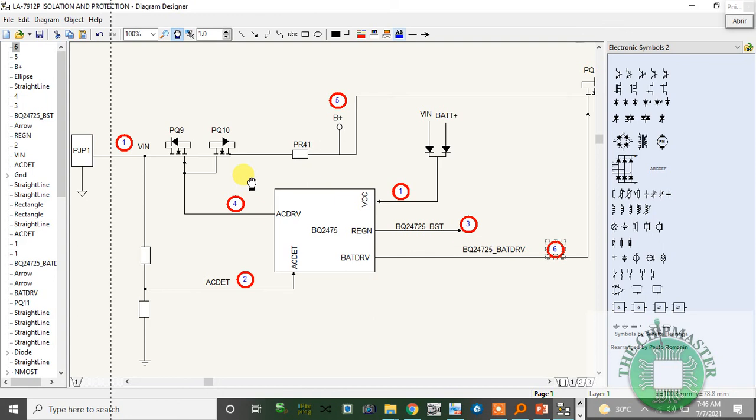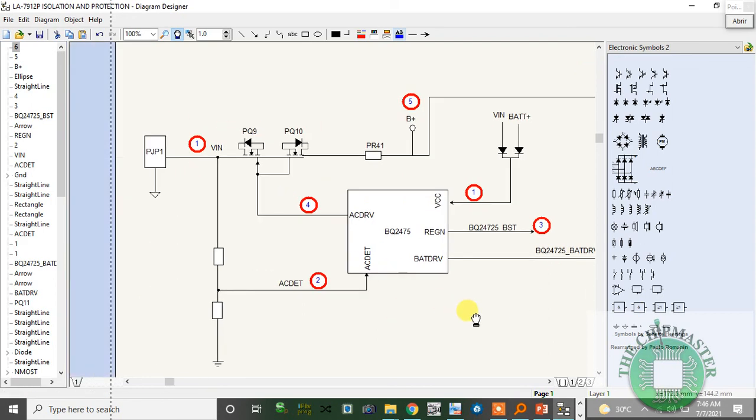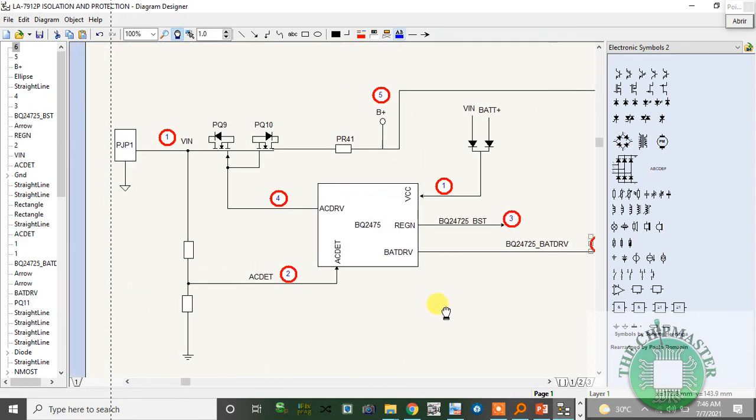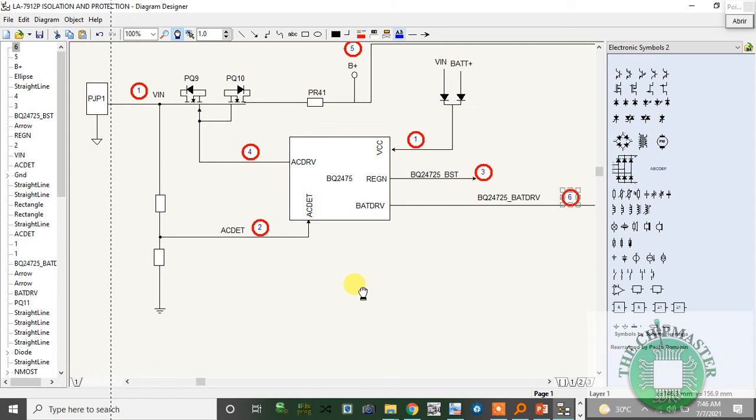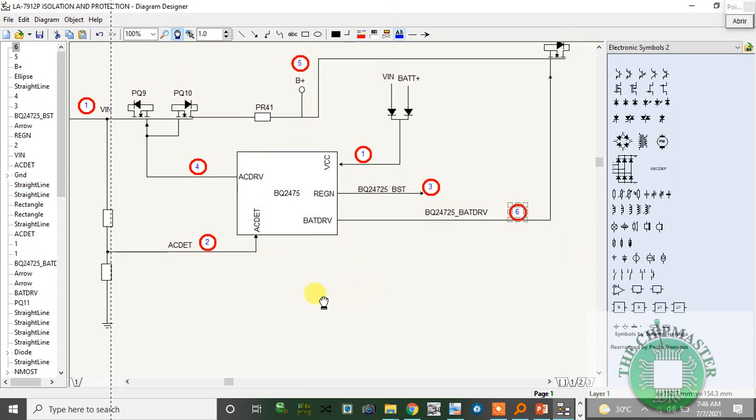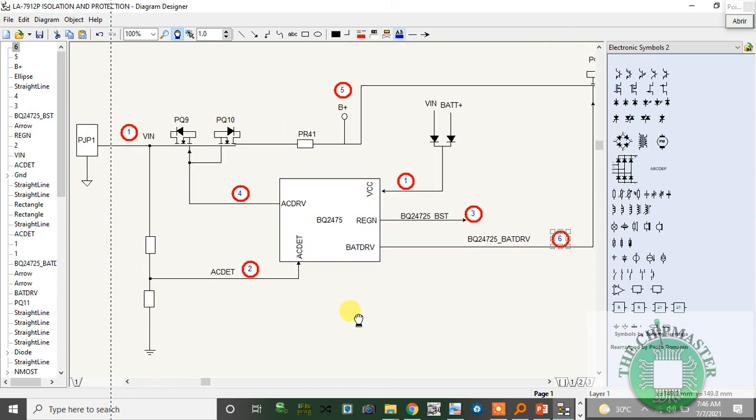Okay, so understanding this technique is very important when troubleshooting isolation and protection. Also the different types of isolation and protection circuits and how to identify them, especially the type C, that's the newest architecture, and how it works, and using do-it-yourself adapter creation to create and to troubleshoot isolation and protection and short circuit.